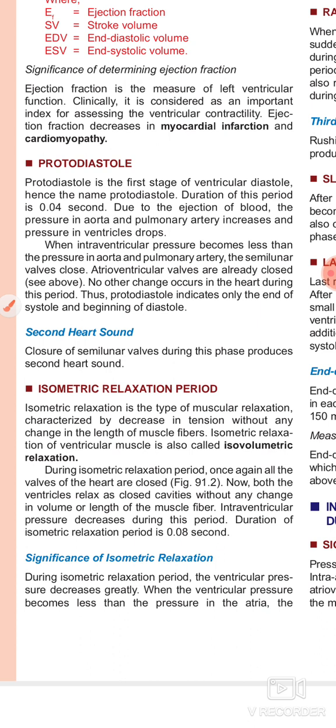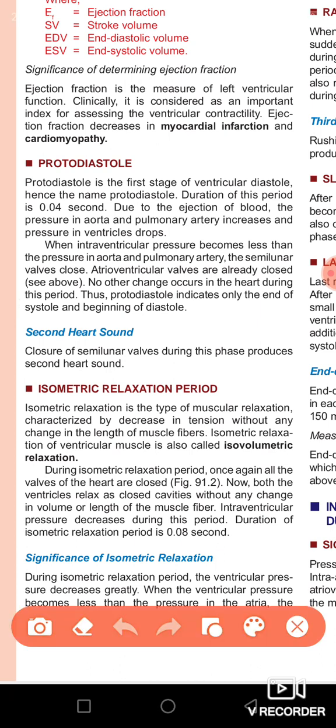Now the next is the protodiastole. Protodiastole is the first phase of your ventricular diastole. Now your ventricular diastole is going to start. First we discussed ventricular systole, and ventricular systole consists of two parts: isometric contraction and the ejection period. Now ventricular diastole starts, and the first phase of ventricular diastole is your protodiastole.